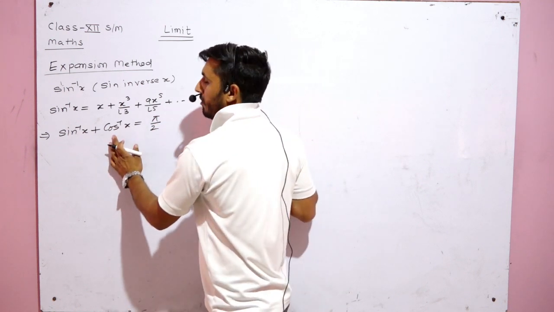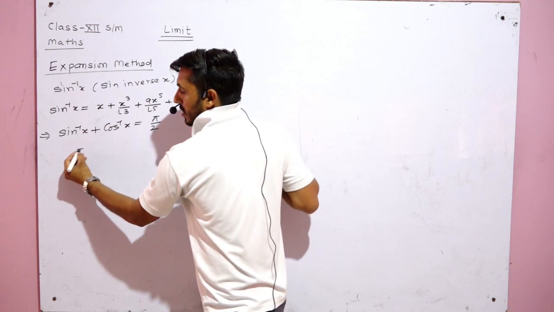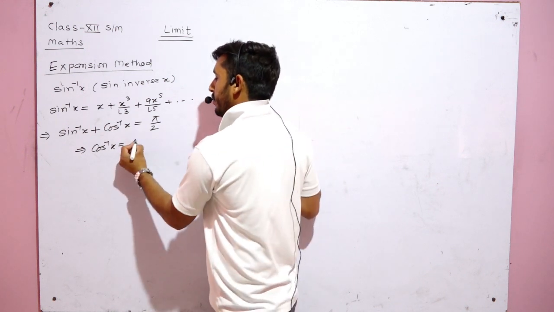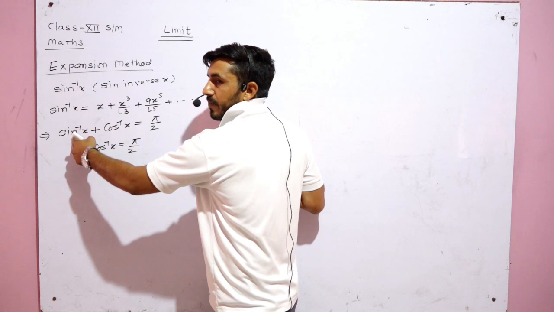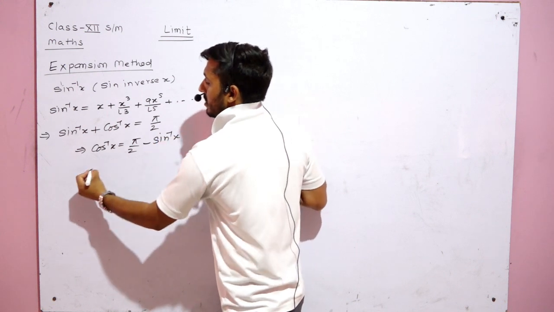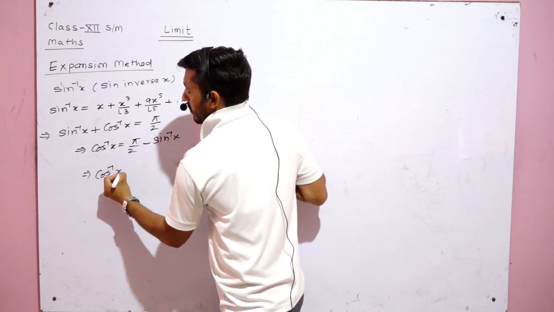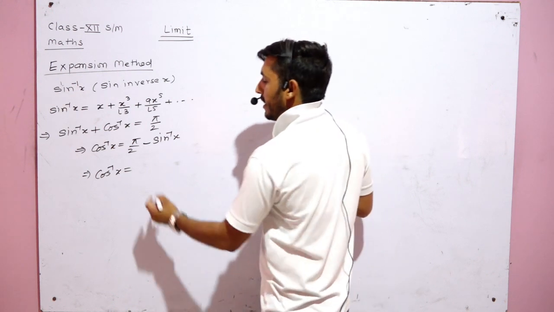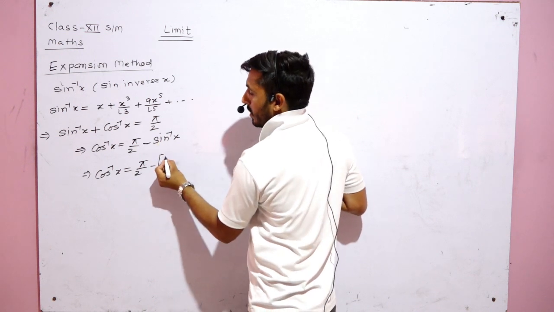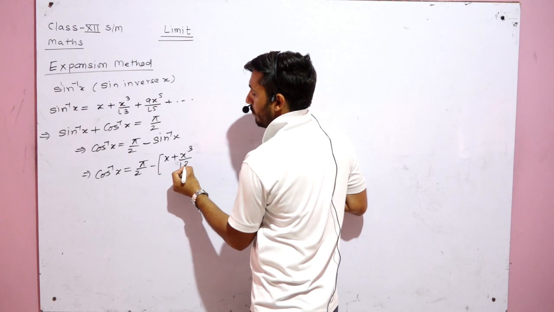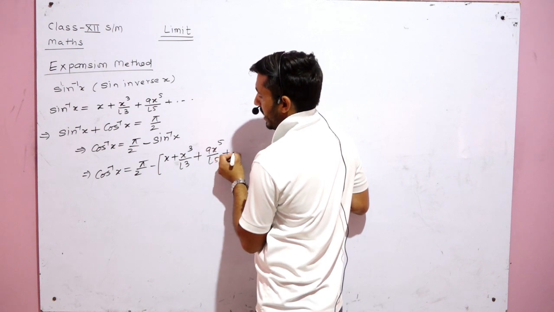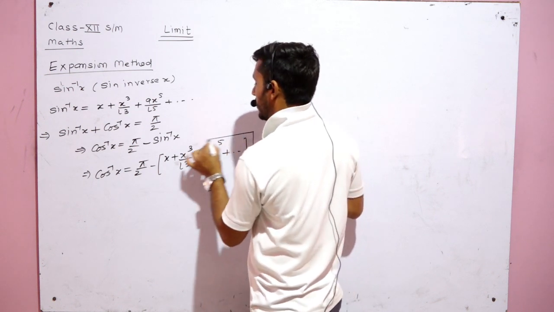And from here, if we want to find the value of cos inverse x, then cos inverse x is equal to pi by 2. Take this term to this side, then the sign will be minus, and sin inverse x. Here the expansion of cos inverse x is obtained as pi by 2 minus the value of sin inverse x, that is x plus x to power 3 upon factorial 3 plus 9x to power 5 upon factorial 5 plus and so on. This is another expansion.